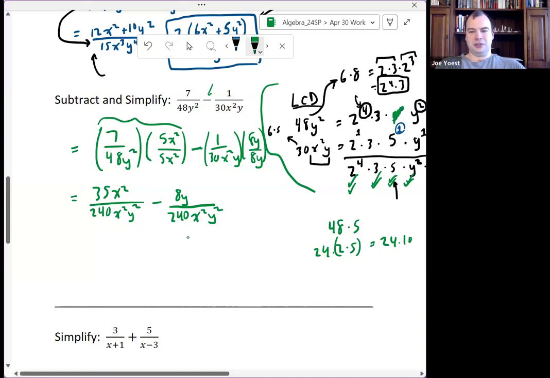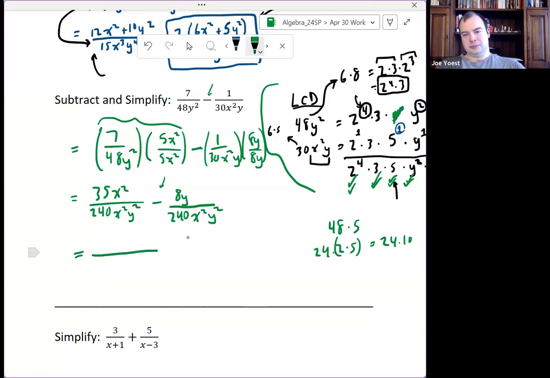And now I shift gears. Now I want to subtract two fractions with like denominators. I add or subtract the numerators and keep the same denominator. So you get 35x squared minus 8y, all divided by 240x squared y squared.